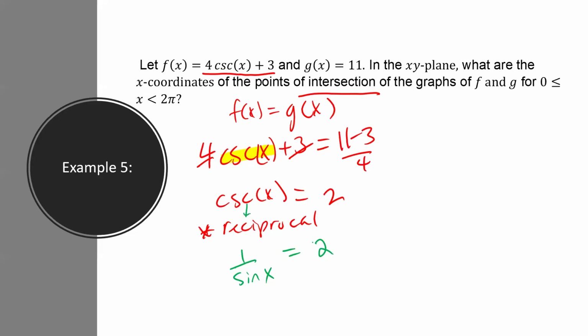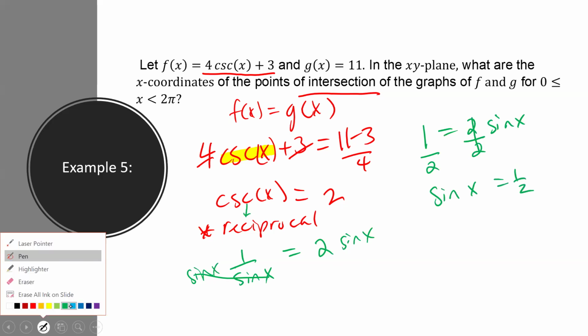Because these are equal, 2 and 1/2 are not replaceable. Those are two totally different things. So I'm going to multiply by sine. What I do to one side, I do to the other. So now we're left with 1 equals 2 sine x. And then what's the last thing I need to do? Divide both sides by 2. So we have sine x equals 1/2.